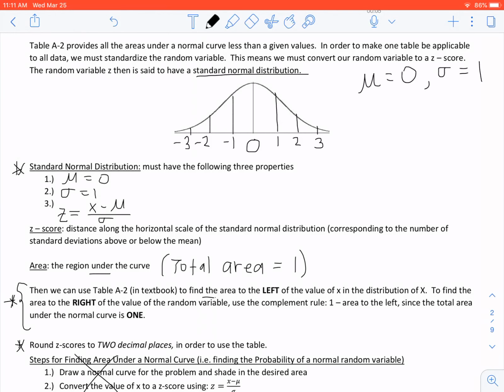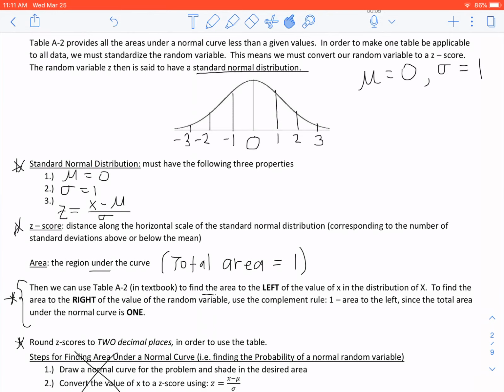So the standard normal distribution must have the following 3 properties. The mean is 0, standard deviation is 1, and then z, our z-score, which is what we're using for our standard normal distribution, is found by doing x minus the mean divided by the standard deviation. A z-score, which we've seen before, is the distance along the horizontal scale of the standard normal distribution. It corresponds to the number of standard deviations above or below the mean. Area, again, under the curve is equal to 1.